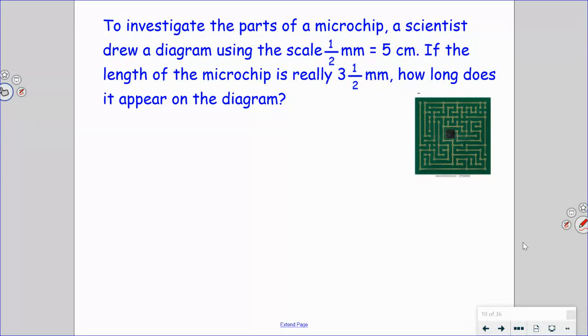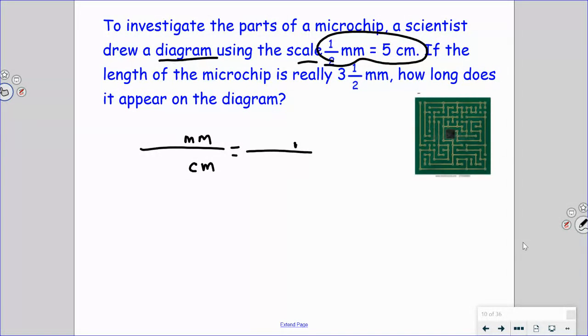Let's do another one, this time involving microchips. We got a diagram of a microchip with the following scale. Here we are comparing millimeters of the actual microchip to centimeters. In other words, you can imagine, because microchips are so small, we're actually going to make it larger for the drawing's sake. In this case, the scale is 1/2 millimeter is compared with 5 centimeters. We know it's really 3.5 millimeters. Let's find how long on the diagram.